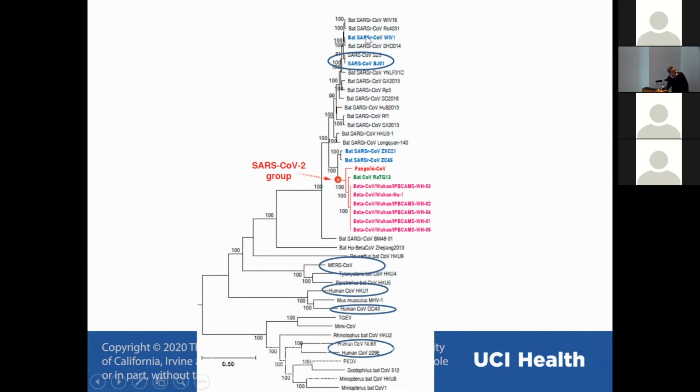Way up here is SARS CoV, the agent of SARS, and that actually turns out to be quite similar to SARS CoV-2, sharing about 82% homology with the new virus. Down here, also a little bit more distant, is MERS-CoV virus. And then down here are the common circulating human cold coronaviruses, these four down here.